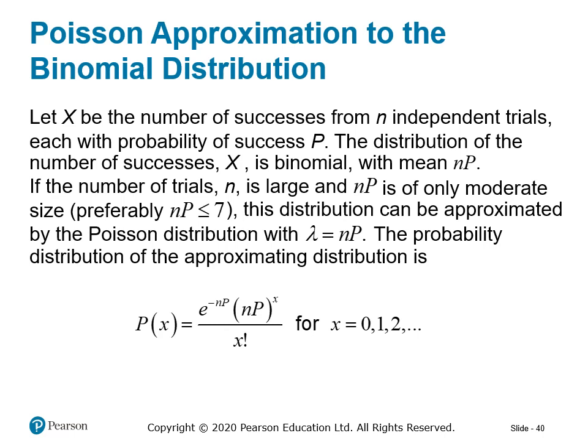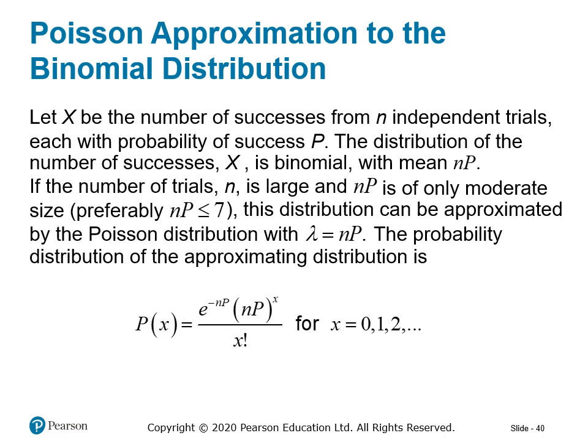The Poisson approximation to the binomial distribution, and this is one of those things you're probably never going to see again in your life, but it's possible. Here I'm going to let x be the number of successes from n independent trials with each probability of success p. The distribution of the number of successes x is binomial with mean n times p.